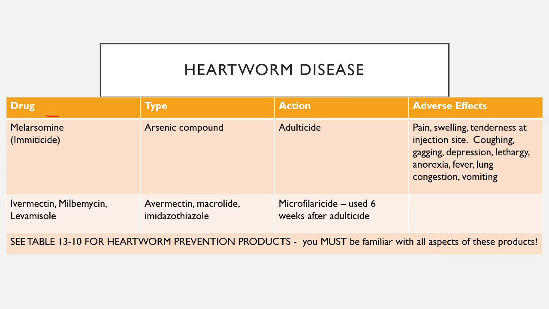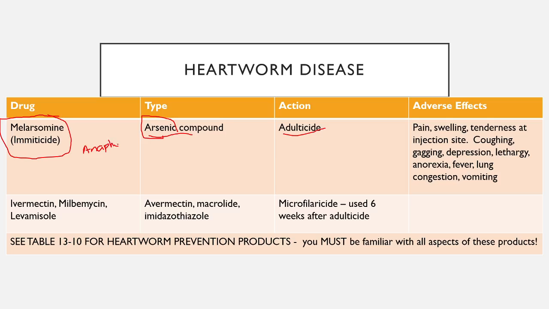For heartworm disease, we're going to use melarsomine, which is an adulticide. It is an arsenic compound. It's a poison. In this case, we are poisoning the adult worms. We can get some pain, swelling, and tenderness at the injection site, coughing, gagging, depression, lethargy, anorexia, fever, lung congestion, and vomiting. We do have to be very careful as we are killing the worms for 2 reasons. One, killing the worms can cause the animal to have an anaphylactic response.